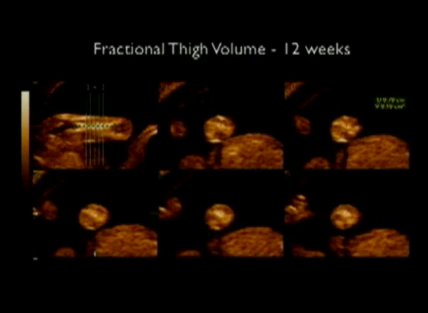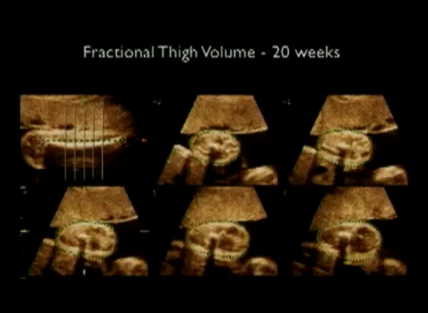All right. Now there are some technical considerations for this new parameter. This is an example of a fractional limb volume at 12 weeks, and that's pretty easy because you see a lot of fluid around the limb. Around 20 weeks, you see the limb can be sandwiched between the placenta and the body of the uterus, the body of the fetus, but you can still see how you can create these tomographic images of these soft tissue slices.